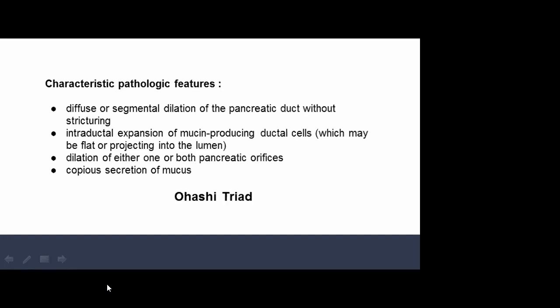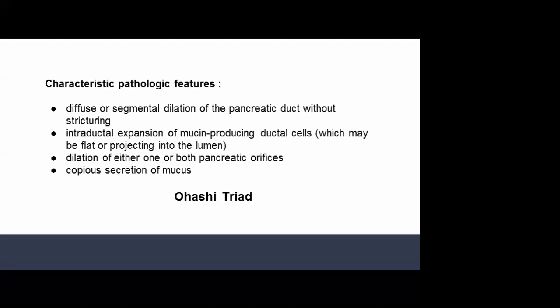Coming to the pathological features of IPMN, they can be diffuse or segmental dilatation of the pancreatic duct without stricturing, as already mentioned, and intraductal expansion of mucin producing ductal cells. So these mucin producing ductal cells will form either a papillary projection or a flat expansion within the duct, and there is a copious production of mucin by these cells. And also the dilatation of either one or both the pancreatic orifices, that is the opening at the ampulla of Vater, is also noted.